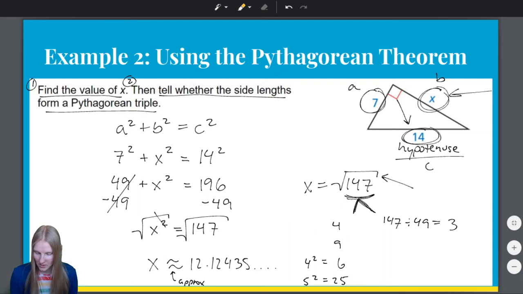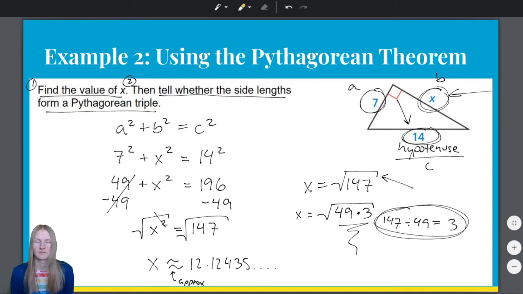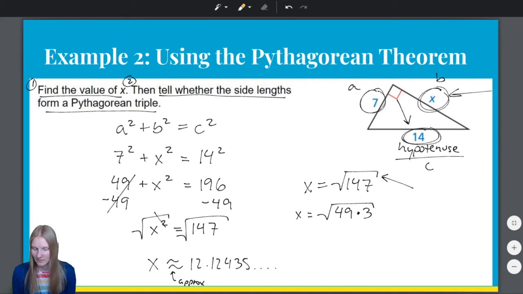Because this means that, and here, let me erase the perfect squares. We don't need those anymore. This means that I can write x equals the square root of 49 times 3. Because 49 times 3 is 147. That's what I discovered right here. 147 divided by 49 is 3. That means if I multiply 49 and 3 together, I get 147.